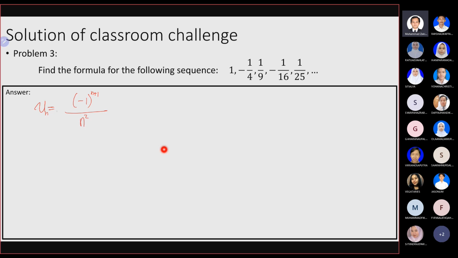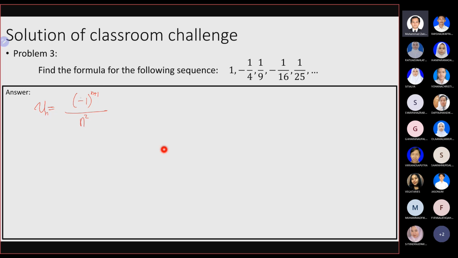Untuk ini ya, mengapa ada min 1 pangkat n plus 1? Karena saya melihat di sini ada tandanya yaitu berganti-ganti terus ya. Plus minus plus minus plus minus. Setiap urutan ganjil tandanya plus, setiap urutan genap tandanya negatif. Maka kita punya min 1 pangkat.